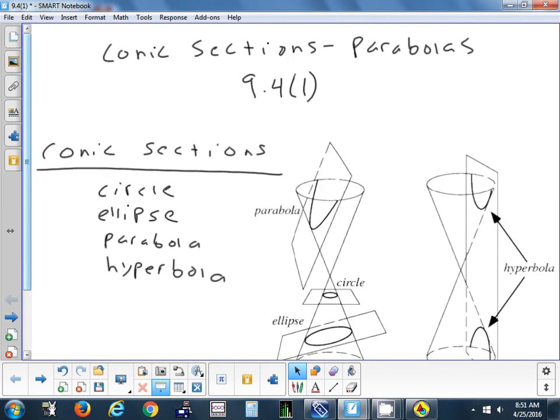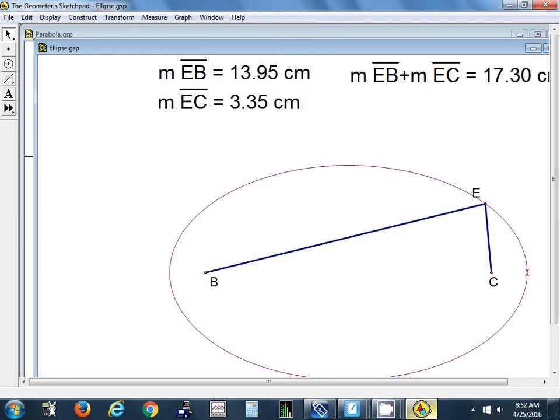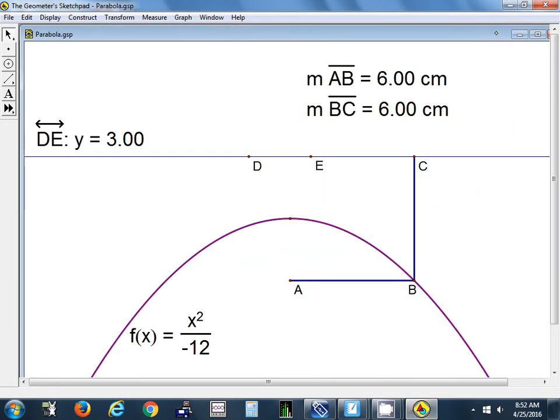Okay, so last section, we're going to look at our conic sections. The four basic conic sections are circle, ellipse, parabola, and hyperbola. Today, we're really going to study the ellipse. Tomorrow, we'll study the hyperbola. Well, let's take a quick look at the parabola.